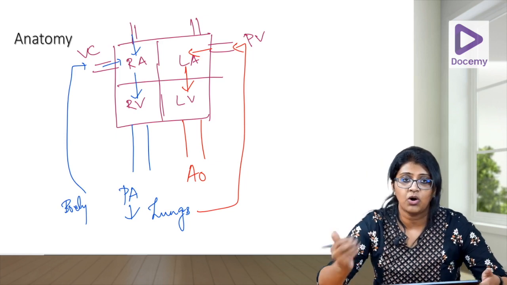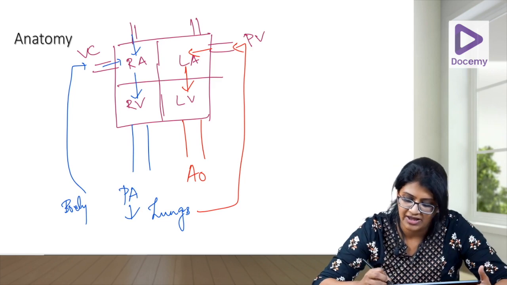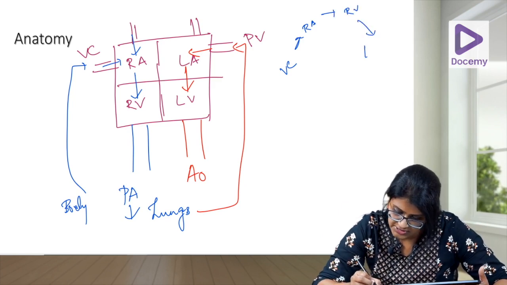So, if I am going to draw another diagram to tell you how this goes, basically you have blood from the vena cava going into the RA, which goes into the RV, which goes into the lungs.